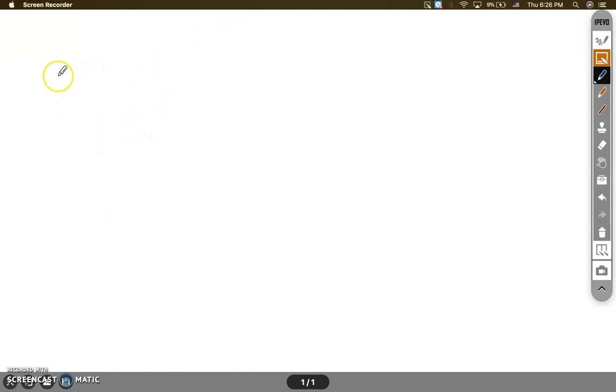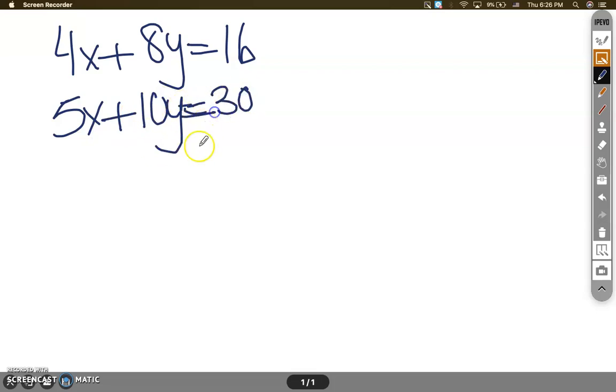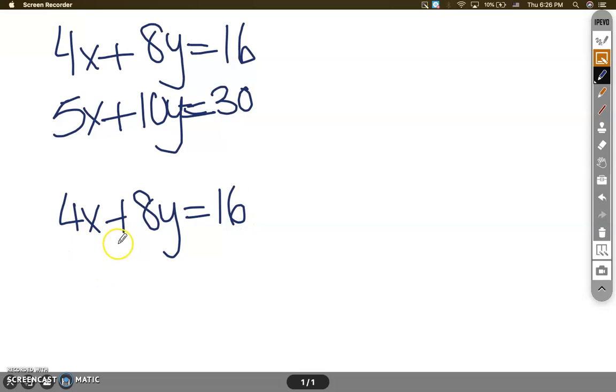So let's do 4x plus 8y equal to 16. Then let's do 5x plus 10y equal to 30. Okay? So now I'm going to find the expression for one of these. I'm going to do the top one, 4x plus 8y equal to 16, and solve for x.